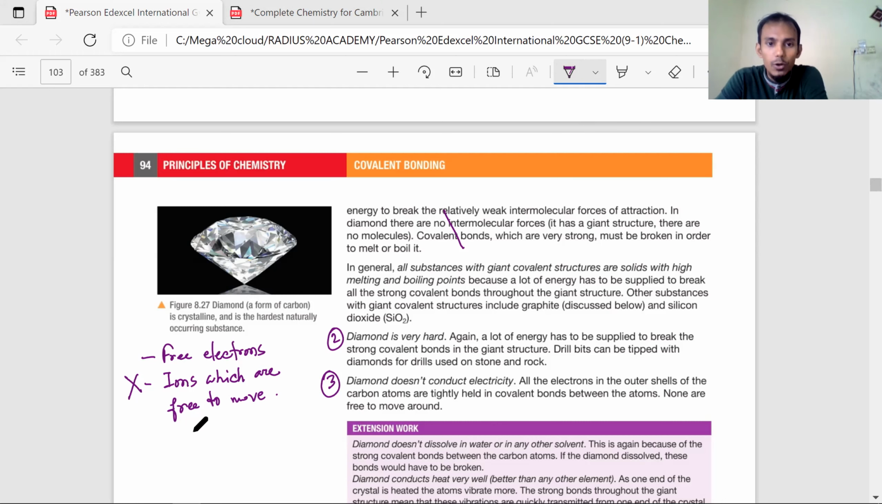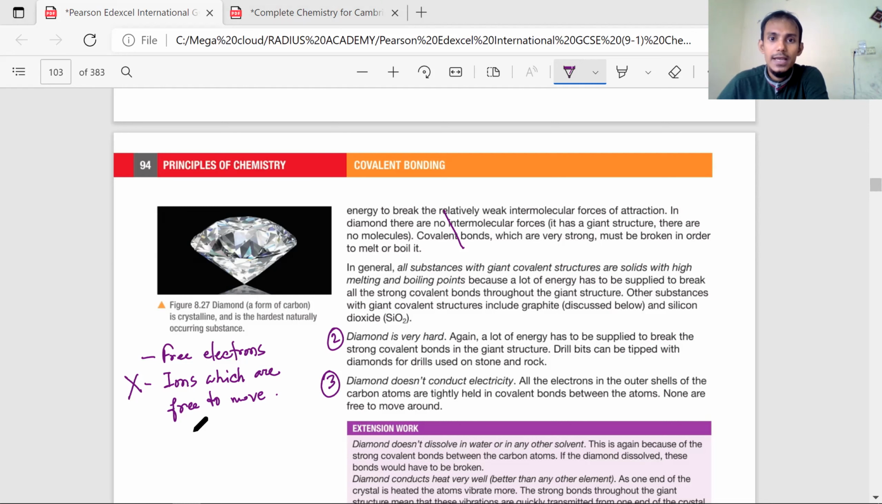To conduct electricity, that entity must have free electrons, or they must have ions which are free to move. Since diamond is a covalent structure, it should not have ions. Ions are present only in ionic bonds, not in covalent bonds. Since diamond has only covalent bonds, it must not have any ion. So this number 2 point is missing. Ions which are free to move are not possible even in diamond. So diamond doesn't have any ions. So this is number 1. So it will not conduct electricity.